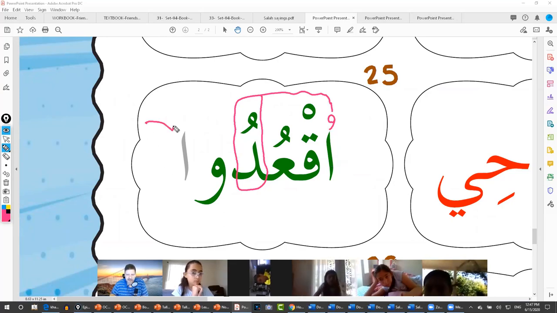Ustad Adil, I have a question. Why do you put this alif with a gray color? Because we don't read it. I don't say uqudu. The last letter we read is the dal with long vowel wow. We don't read this alif. That's enough for Arabic today. You can go, Yasara, if you want.